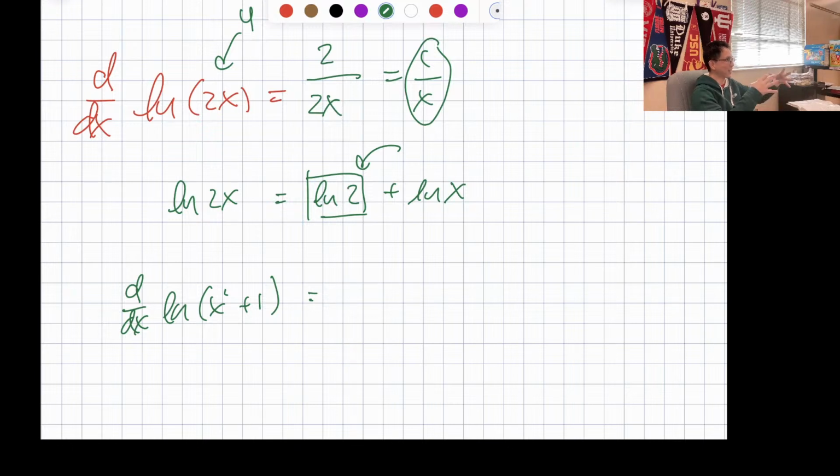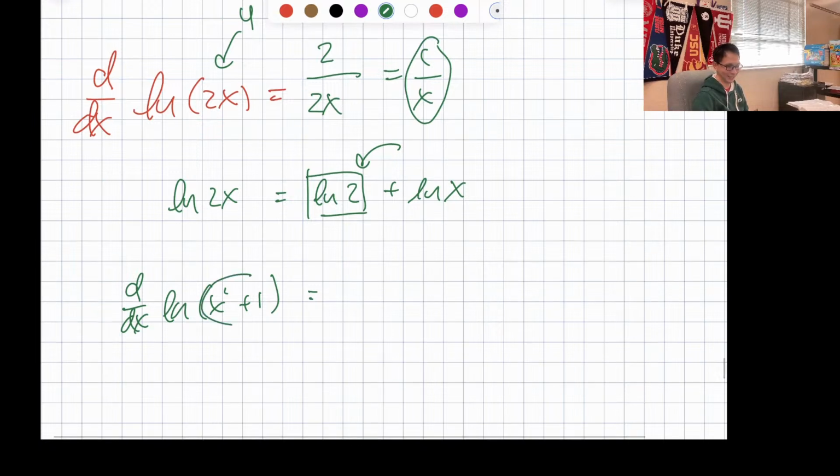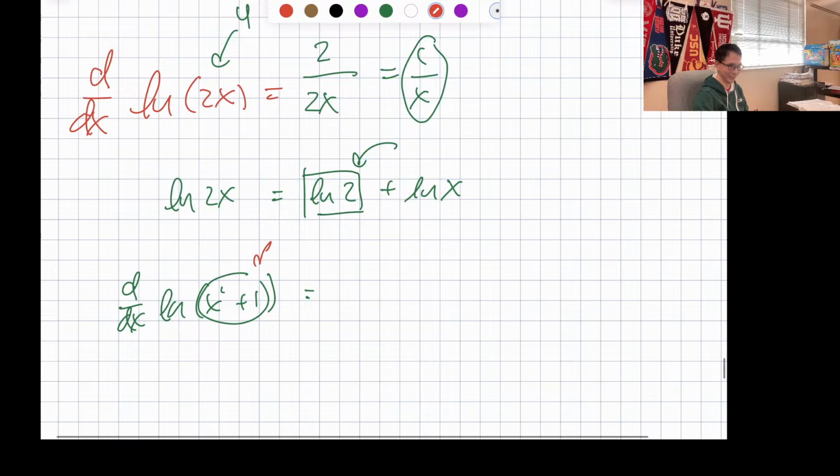Osmosis: from higher concentration to lower concentration. Because the formula is u, whatever is in the parentheses, and it's u prime over u. So you take the derivative of what's in the parentheses, put that on the numerator, and then just put the original function.